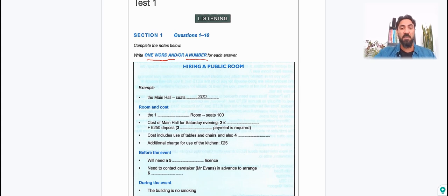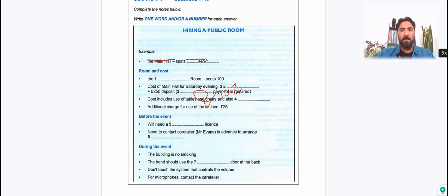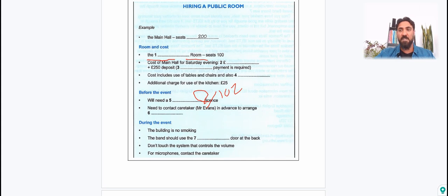So that means if you use 2 words, or if you use 2 numbers in this section, for example, 102, then the answer would be eliminated straight away. Now, as you can see, the questions go on. We have different types of information that you need to listen for and write this information and then transfer it, if you remember, to the answer sheet.